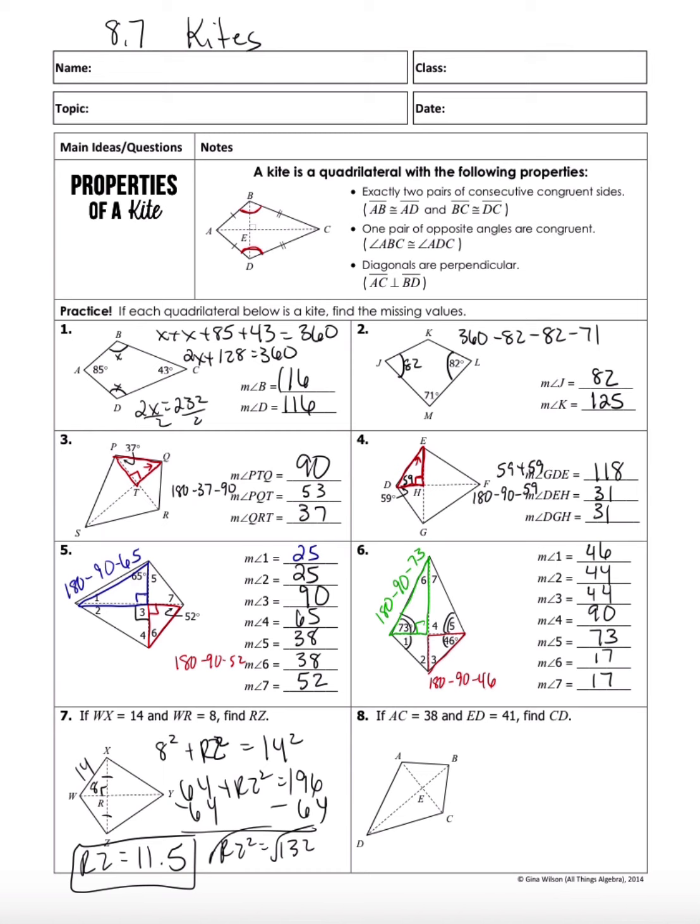Okay, let's label number 8. AC is 38. That means each part of those is going to be 19. And then ED is 41. Find CD. This is our X here. Now you see that this is a right angle. So I want you on your own, right now, to take this triangle and use the Pythagorean theorem to find the missing side.